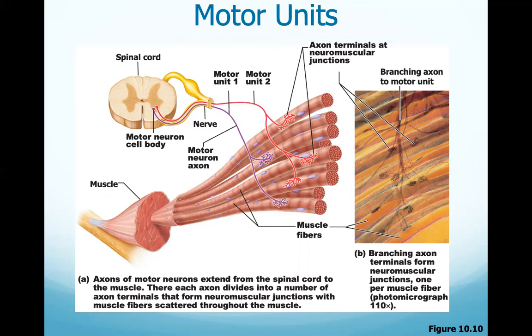And each of those axon terminals communicates with a muscle fiber. So they form multiple neuromuscular junctions with multiple muscle fibers. So when we're talking about a motor unit, the definition is one single neuron and all of the muscle fibers it innervates. So again, this is not a one-to-one ratio. You have one neuron, but many muscle fibers.